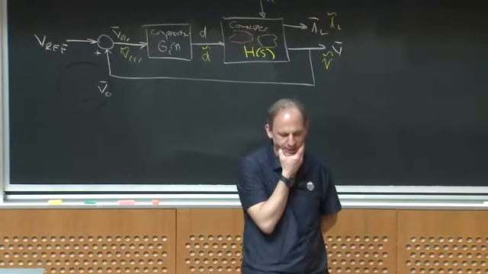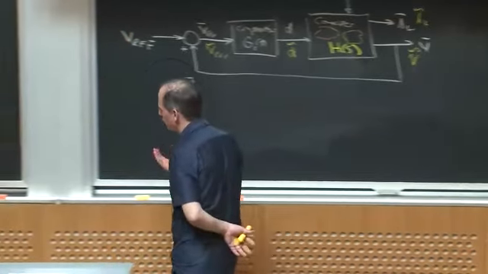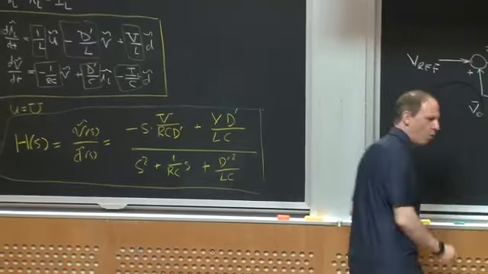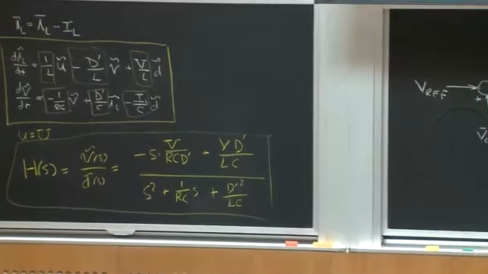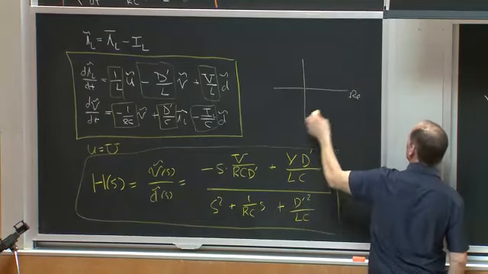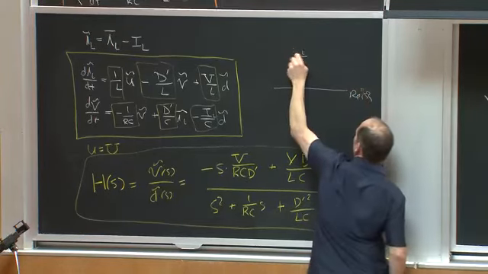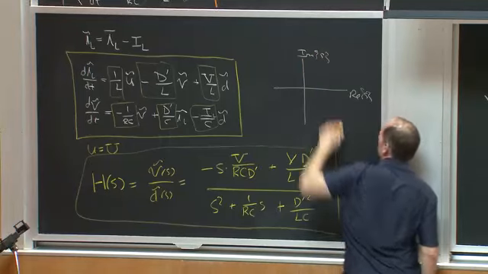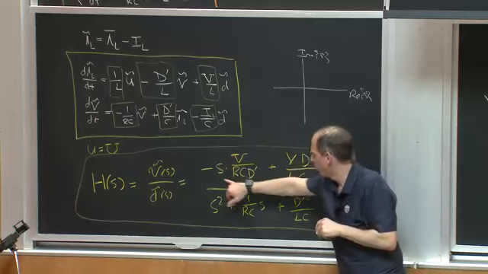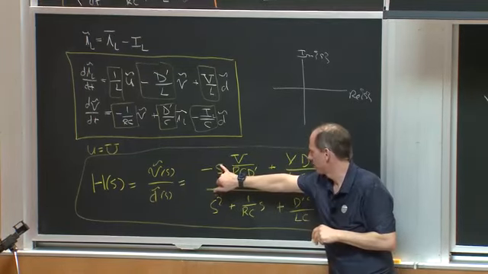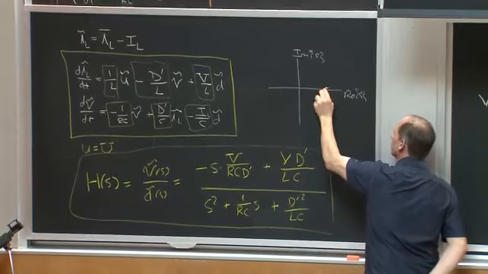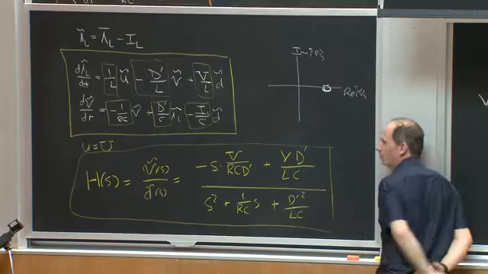Let's think about what this transfer function looks like. If I plotted the poles and zeros of this circuit, here's the complex plane, the real value of s and the imaginary value of s. What I would see is one right half plane zero, because I have a positive value of zero, which generates a zero in the numerator. So somewhere over here, I'm going to have a zero.